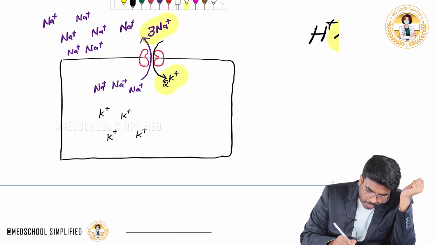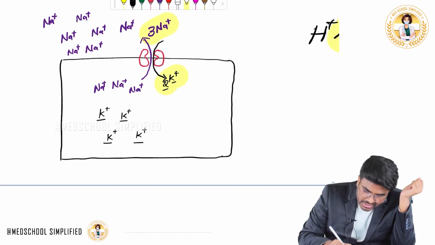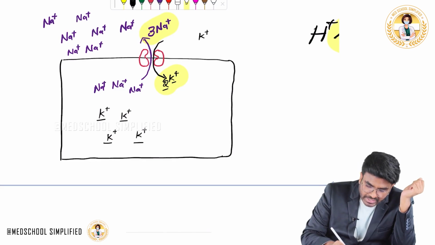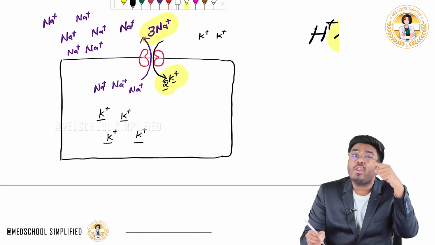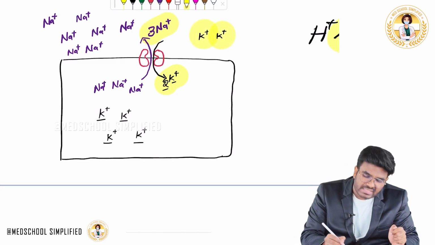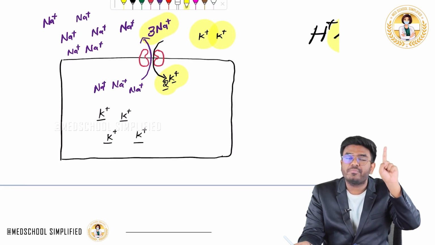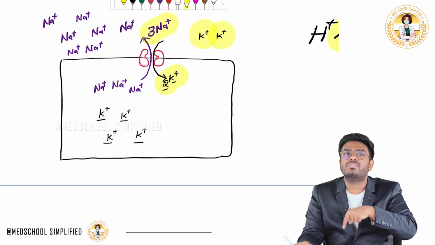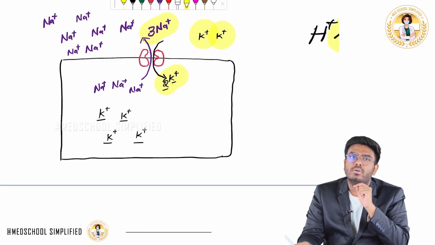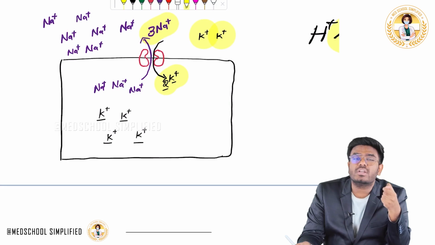Potassium concentration inside the cell is already more, but the potassium which is low outside is still coming into the cell. Potassium is now moving from low concentration to high concentration. So do we need energy or not? We are moving the substances against the concentration gradient.